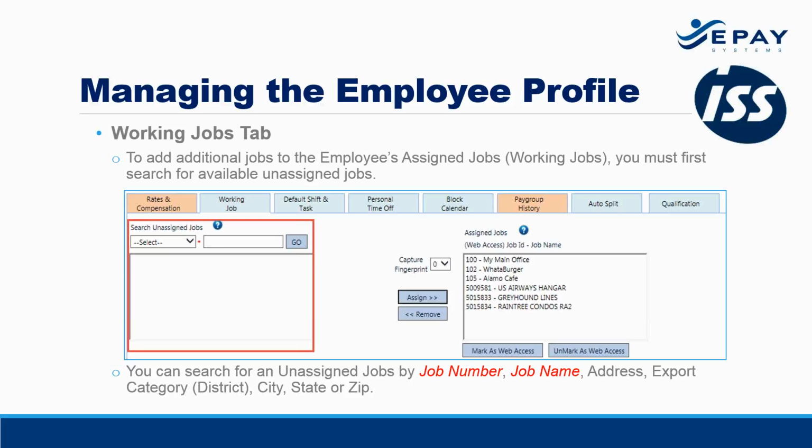But the employees can search by job number, job name, address, export category, which is actually the district, city, state, or zip. Keep in mind, if I go in there and type in Houston, Texas, or just Houston for city, I'm going to pull up all the jobs in Houston, so that might not always be a good thing. So it's probably good just to search on a specific job name or job number.